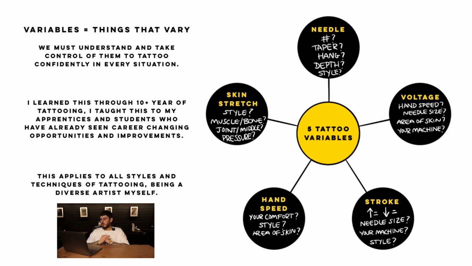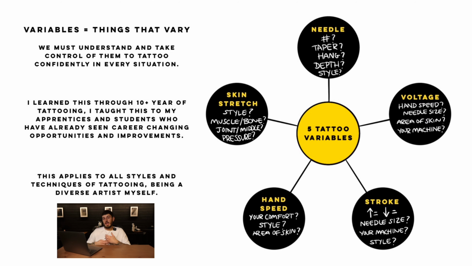You need to think about the style. Again, is this an area of skin that is really stretchy? What do I want to achieve? Do I want a stippled effect? Do I want a whip shading effect? Or do I want something really smooth? So understanding all of these different things is going to help you understand how to control the skin.